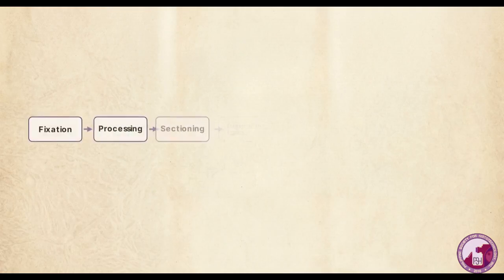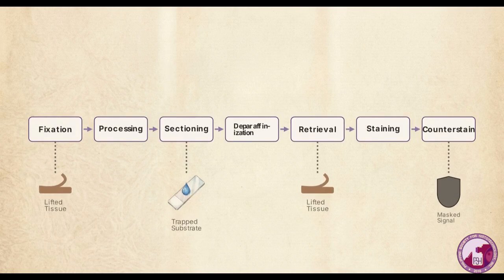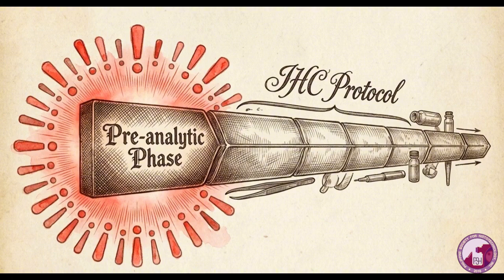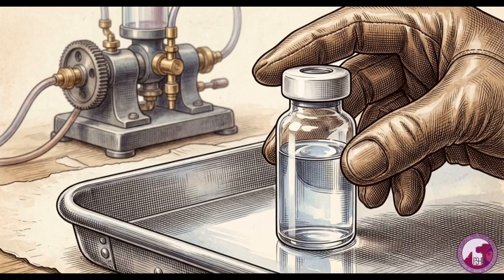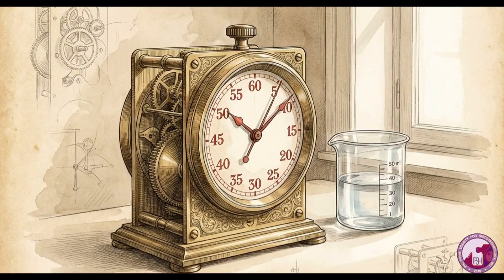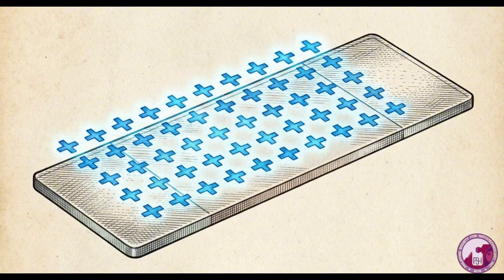This flowchart maps these visual errors onto the chronological pipeline. Notice exactly where the masked signals, trapped substrates, and lifted tissues originate. There is a massive concentration of errors at the very beginning of the timeline. This is exactly why 60 to 70% of IHC failures live strictly in the pre-analytic phase. Before you swap out a primary antibody, you must audit your mechanical baseline, verify your formalin penetration times, confirm complete dewaxing, and check your slide charging protocols.